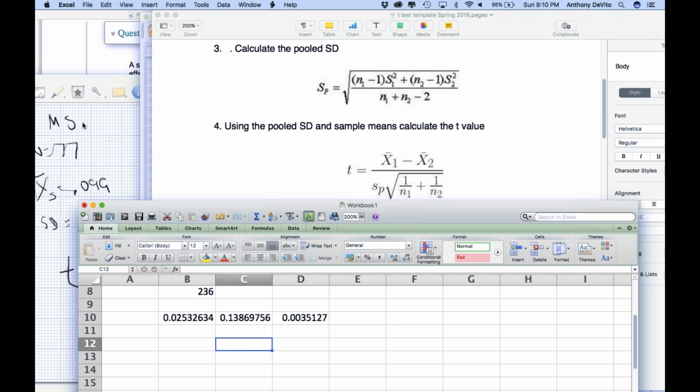Okay, so what were my means? My means were 0.99 minus 0.091, and that's all going to be divided by my standard error. I have to put this in parentheses first. So my t-score should be 2.27.